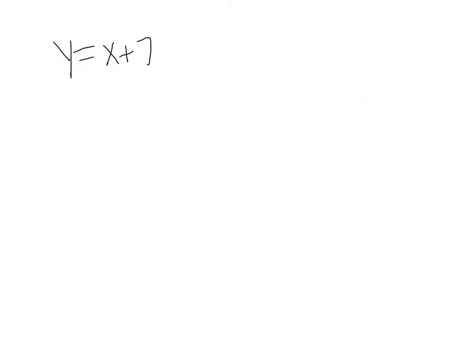Here we have the function y equals x plus 7. That's just a line. It has a y-intercept at 7. We want to find its reflection over the line y equals x. We just want to find its inverse. In this case I'm going to do it algebraically. To do this I'm going to flip x and y. That means I'm now going to have x equals y plus 7. I just switched positions for them.